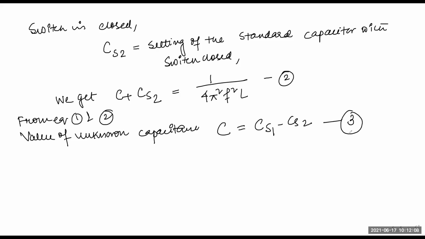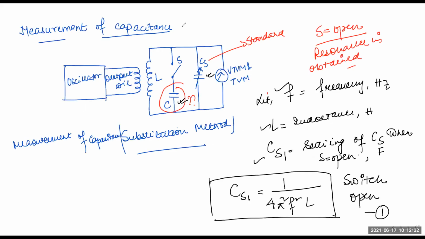So thus the value of the unknown capacitance can be directly known from the difference of the two settings of the standard capacitor, one when the switch is open and one when the switch is closed. So this is the method how we can find the value of capacitance at high frequency. So this is the one process, and this is all about measurement of capacitance.